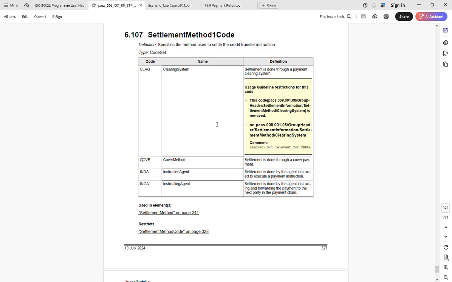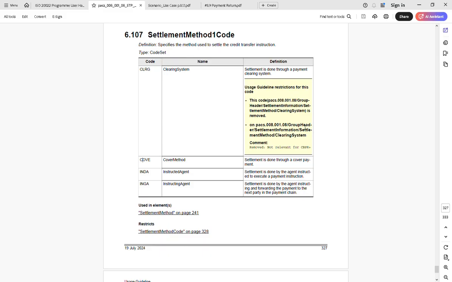I am just trying to understand the last word again. What is that settlement method? Okay, give me one minute.